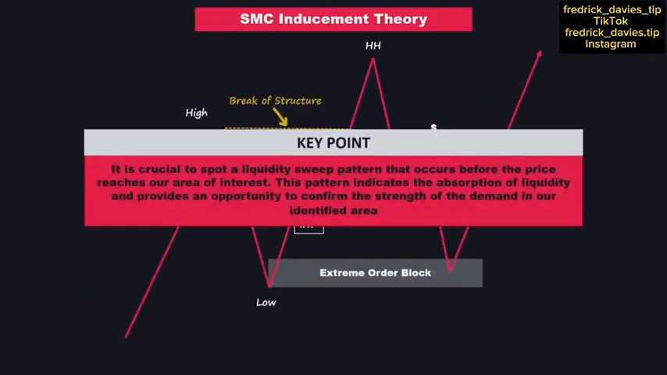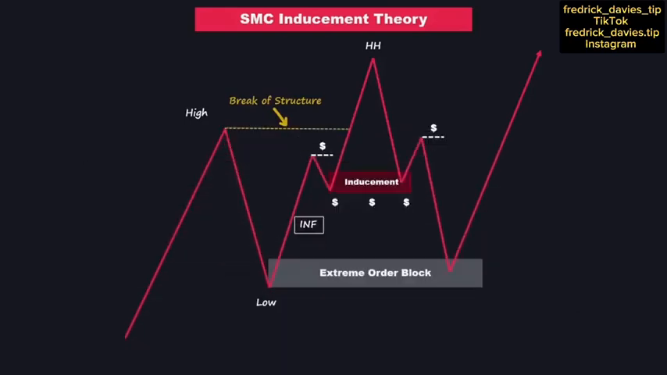It is crucial to spot a liquidity sweep pattern that occurs before the price reaches our area of interest. This pattern indicates the absorption of liquidity and provides an opportunity to confirm the strength of the demand in our identified area. We use liquidity sweeps as a confluence factor before entering a position. The underlying theory is that the market requires liquidity to sustain its movement. If the price fails to sweep liquidity before reaching an area of interest, there is a high probability that the price will utilize that zone as liquidity to fuel its momentum.